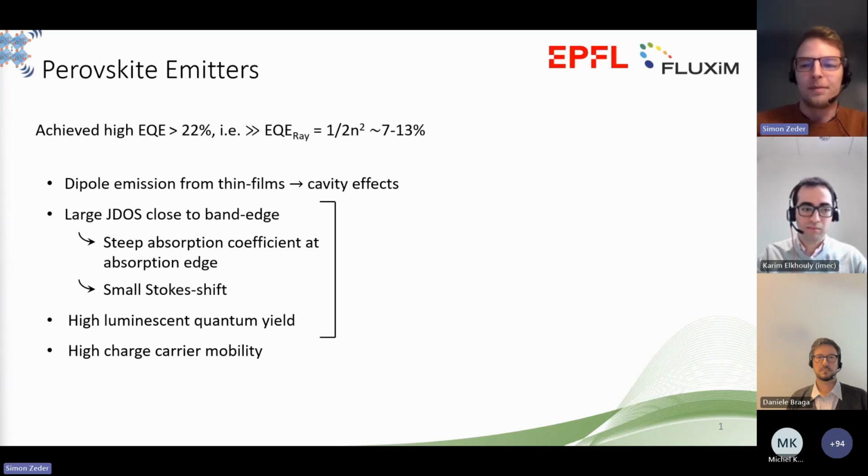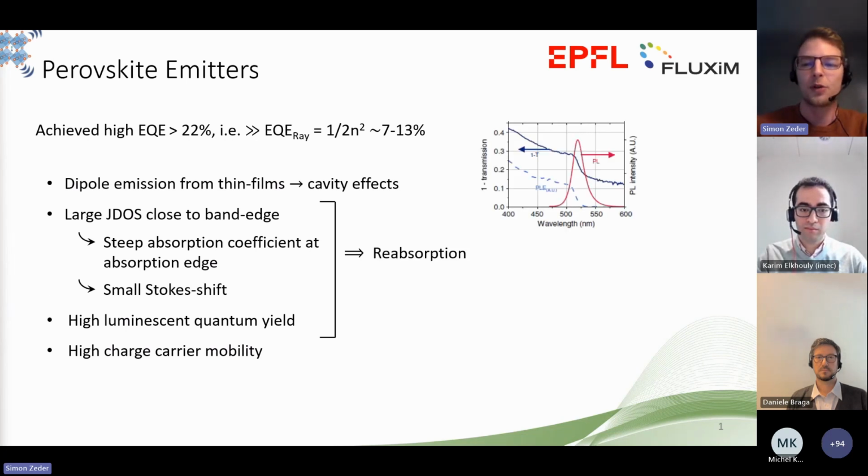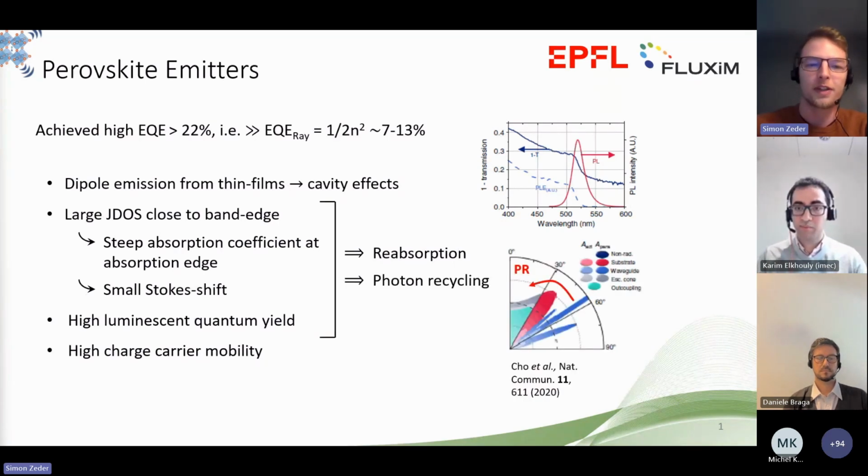Now, these two especially lead to something challenging when it comes to modeling. The strong absorption together with the small Stokes shift lead to what we call reabsorption of emitted light. And this, combined with the high luminescent quantum yield, will give rise to the phenomenon of photon recycling in your device.